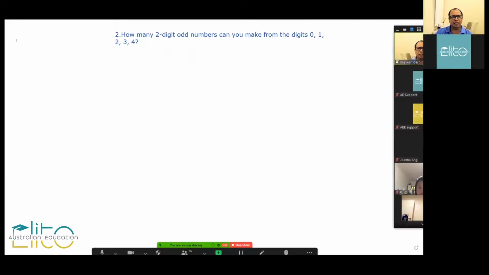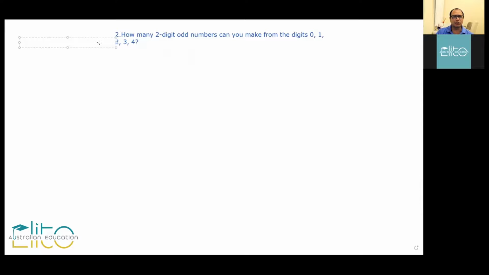If I remember correctly, this is from one of the Singapore Maths Olympiads. I have tried to make the question a little bit easier than what they had. They essentially had a 3-digit number. I have made it a 2-digit number. And they had digits from 0 to 6 in that question. I am just giving 5 digits.